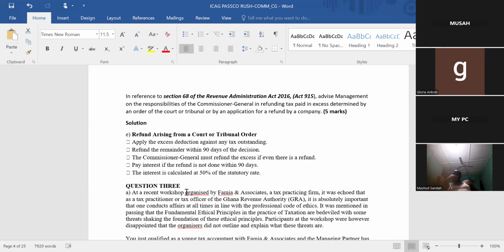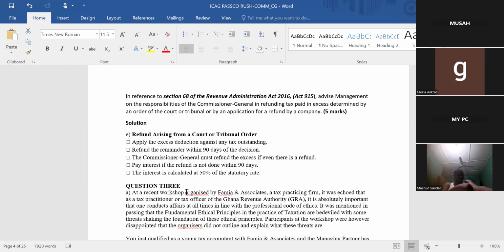I always say that he who seeks equity must come with clean hands. If you apply for a refund from the Commissioner General or the GRA, they don't just wake up and say, "Come for your check." They have to conduct an audit, so you are subjecting yourself to an audit, for them to confirm that the taxes you say you have paid in excess is actually true, and they are satisfied with your request before they give you the refund.